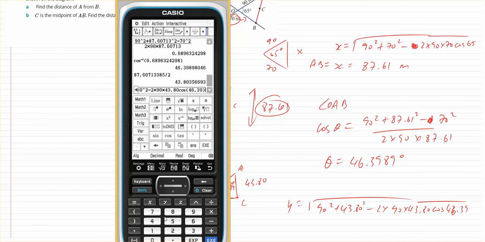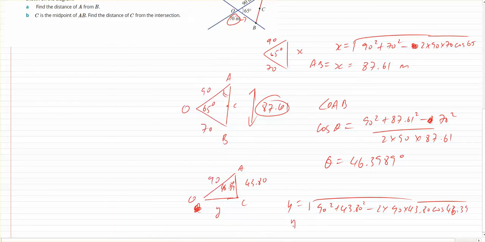Close it, enter. 67.68. Okay, so y equals 67.68 meters. Okay, so that's how you approach these problems.